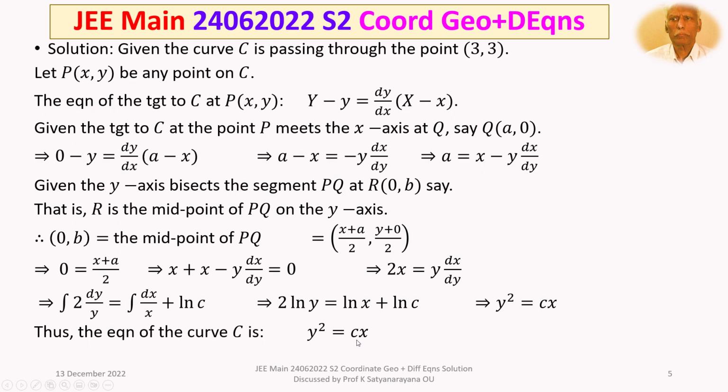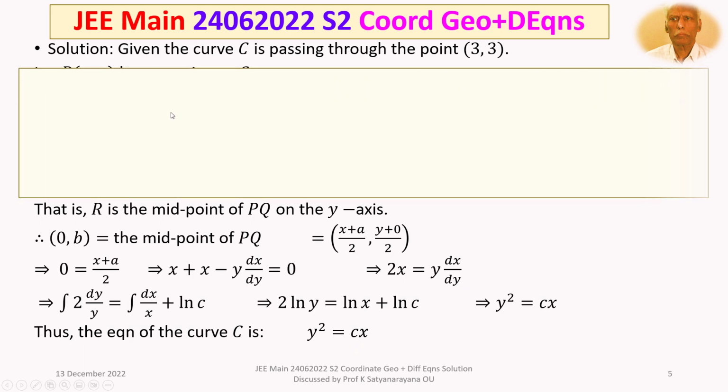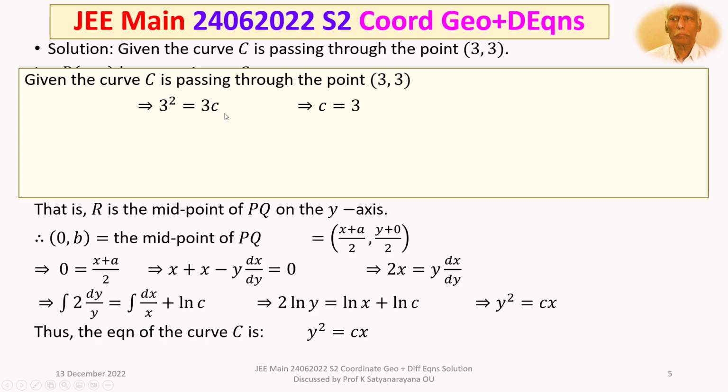So the equation of the curve C is y square is equal to cx. To evaluate c, we use the condition that it is passing through (3, 3). Put x equal to 3, y equal to 3 in the equation y square is equal to cx. We get 3 square is equal to 3c. That gives c is equal to 3. Therefore, the equation of the curve C is y square is equal to 3x.